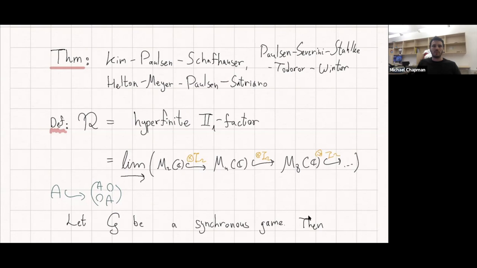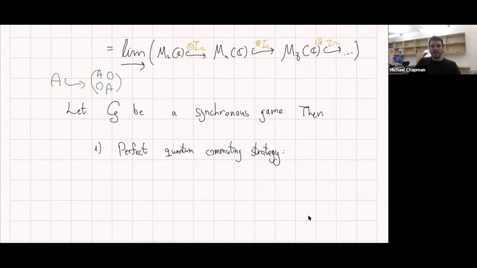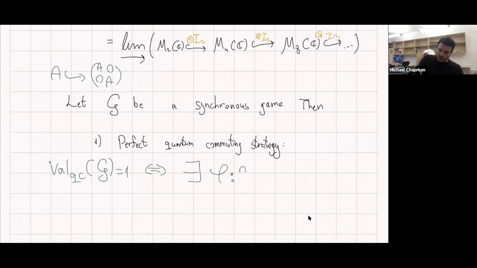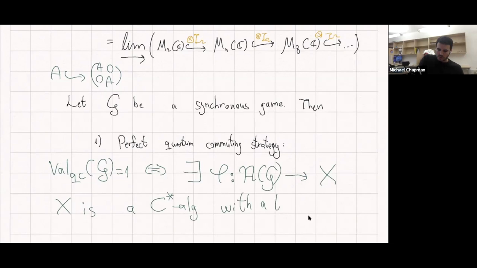And given a synchronous game, I want to relate now the values of the game with properties of the algebra. So if the quantum commuting value of this game is one, this is if and only if there exists a homomorphism phi from our algebra A of G into some C star algebra X, a C star algebra with a tracial state.